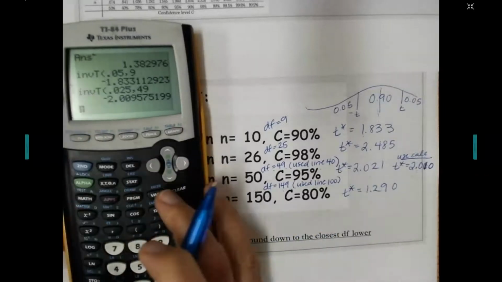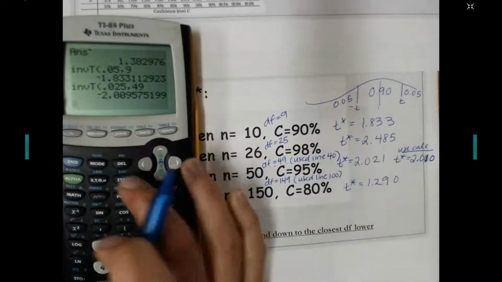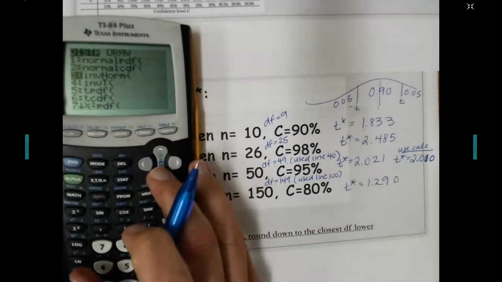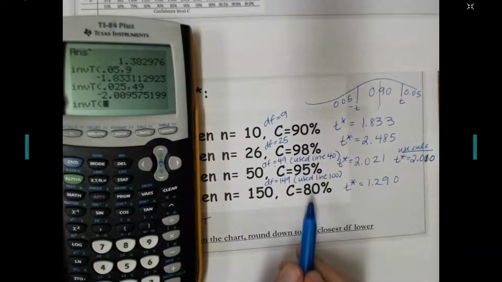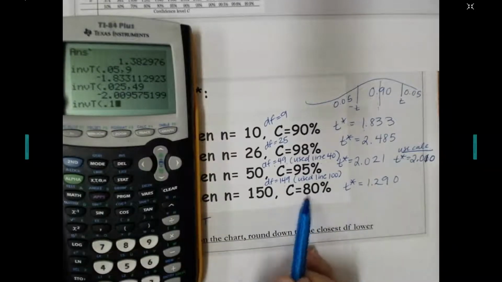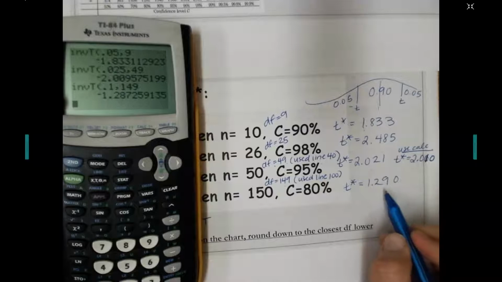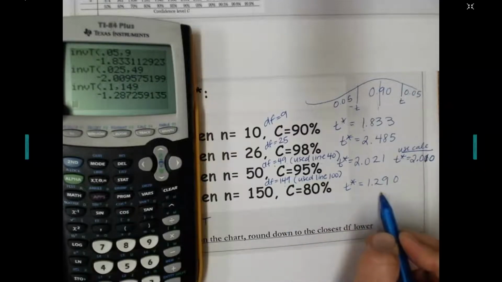This is the last one. We do second vars for inverse t. And my calculator's died. Second vars, inverse t. Area in the tail is going to be 0.1, since we're looking at the middle 80%, so 10% on either side. Degrees of freedom is 149. And we get a t value that's pretty close. Okay, and you see as the larger you get, they're going to be real close together.